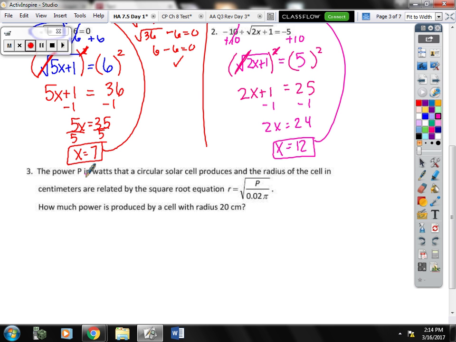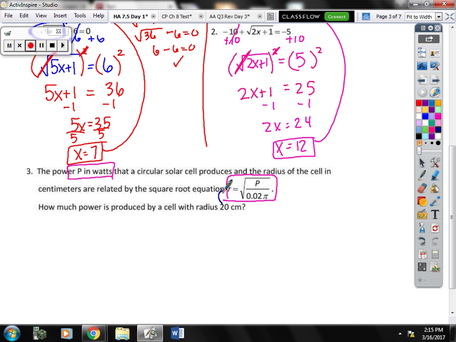It tells us the power P in watts, so P is our power, that a circular solar cell produces. And the radius of the cell is in centimeters. These are related by a square root equation: the radius equals the square root of P divided by 0.02 pi. How much power is produced by a cell with a radius of 20?